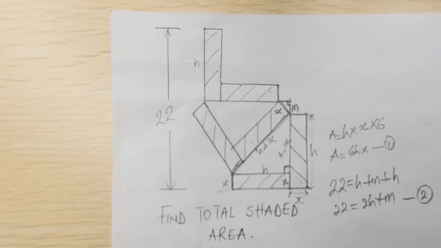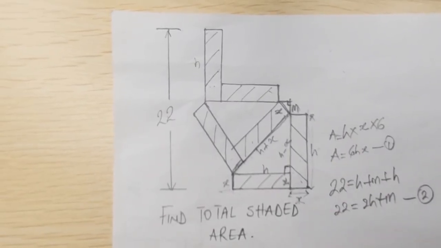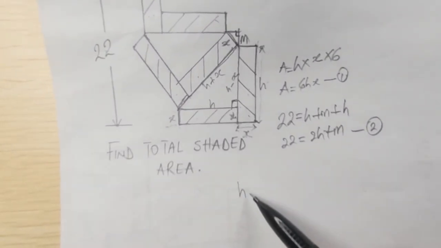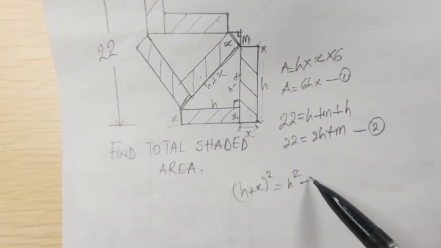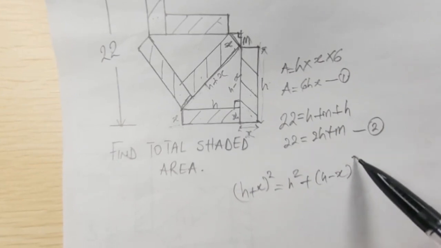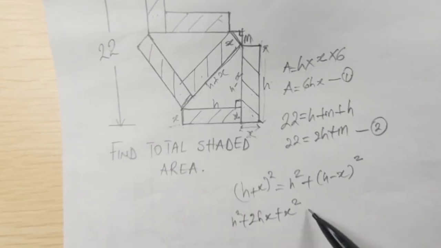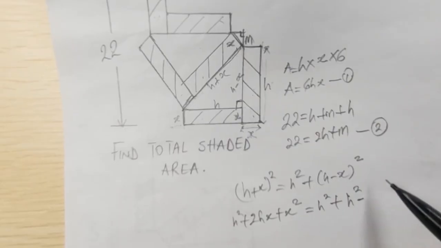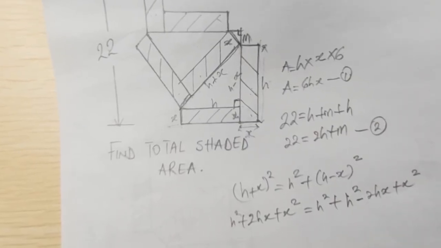So we can use the Pythagorean theorem, which says that H plus X all squared is equal to H squared plus H minus X squared. So here we have H squared plus 2HX plus X squared equals H squared plus H squared minus 2HX plus X squared. I'm just doing it mentally.